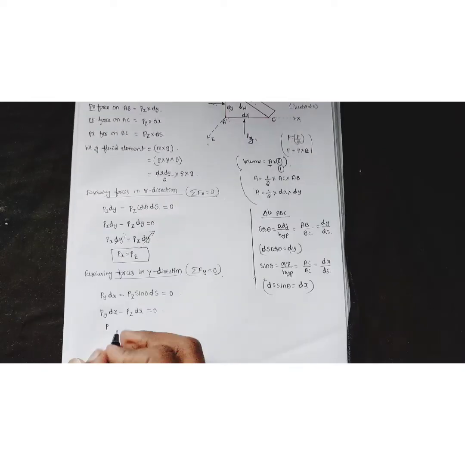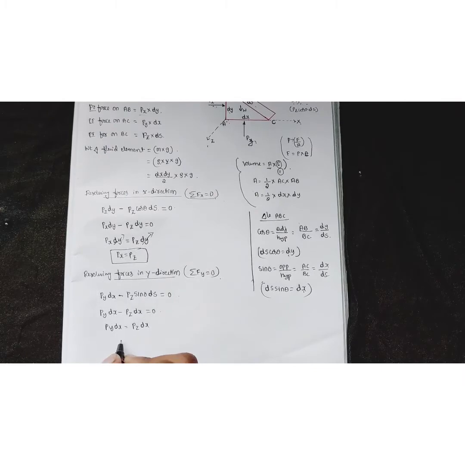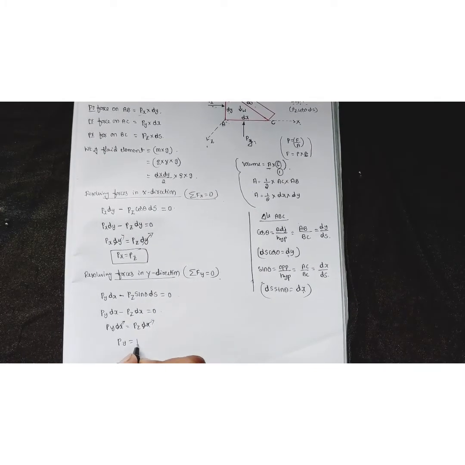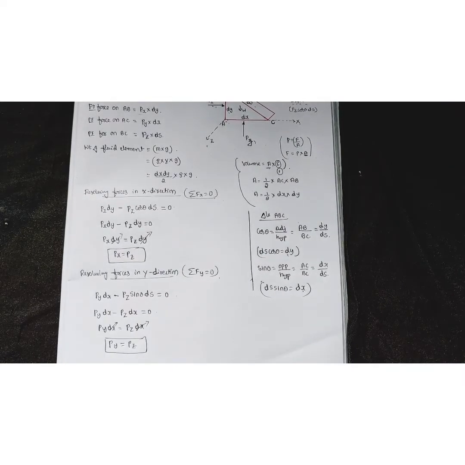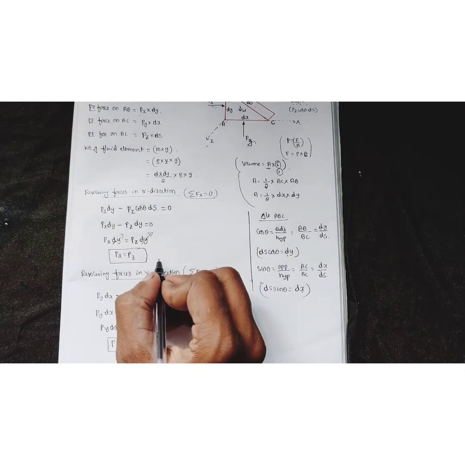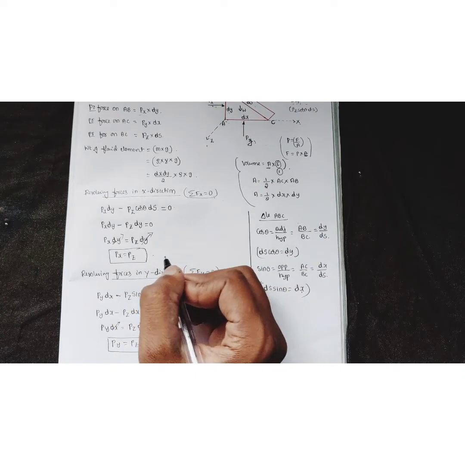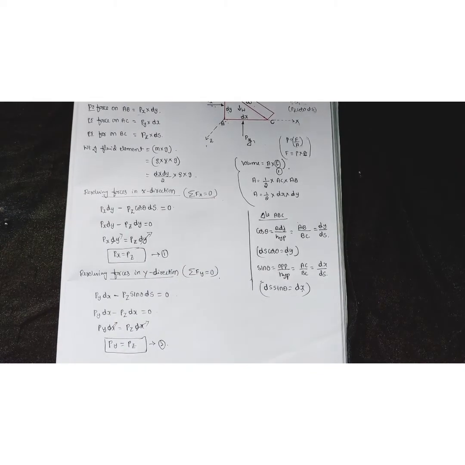So therefore it is Py dx. Shifting this towards that side, Pz dx. So now I'm cancelling the dx term. Then it is Py is equal to Pz. Now by considering these equations, one and two.